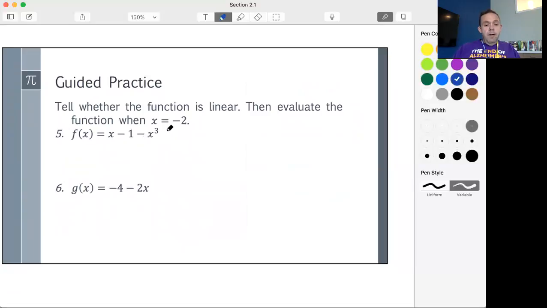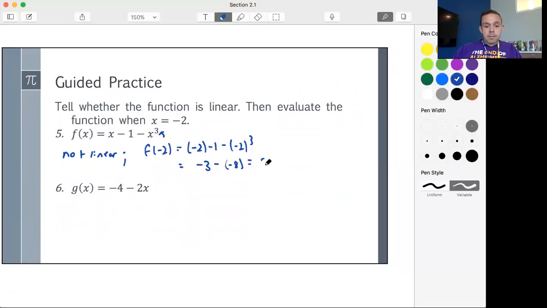All right, so in number 5, you notice you have an exponent of 3, so this right off the bat makes this not linear. Then we want f of -2. That means anywhere you see an x, you're going to substitute in a -2. Remember to use parentheses. So this is going to give me -3 minus -8, which is going to give me positive 5. So f of -2 equals 5.